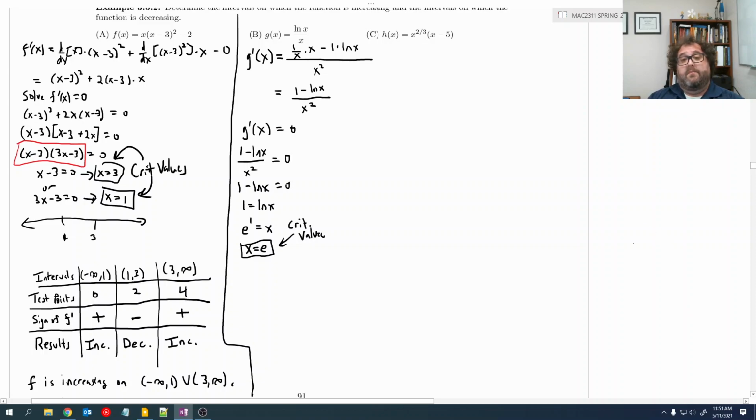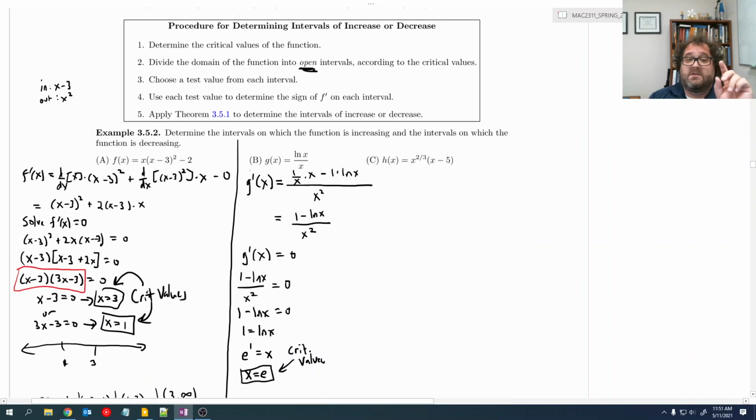Okay. Now, next step is to divide up the domain of the function according to our one critical value. Now, here's where you've got to be careful. A lot of students get into trouble in this next step, because my instructions here are very clear. Step 2, divide the domain of the function into open intervals according to the critical values.